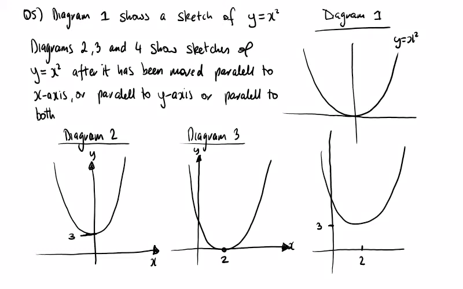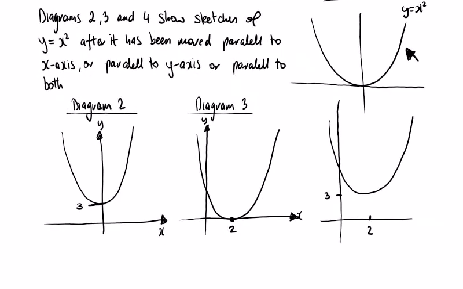Question 5. You're given the diagram, this one here, y is equal to x squared. And you can see there's some shifting and moving going on the way they describe it in the question. Diagrams 2, 3, and 4 show sketches of y is equal to x squared after it has been moved parallel to the x-axis, the y-axis, or parallel to both. And you're asked to write the equations down. So good knowledge of quadratics here.